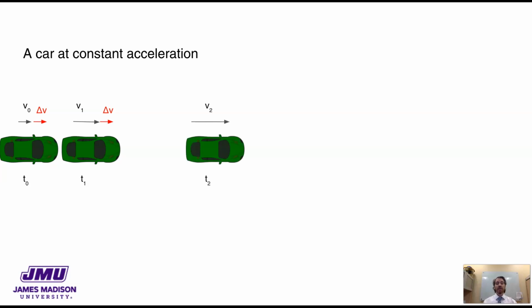We have also talked about objects with constant acceleration, which means constantly changing velocity. Each instantaneous v has a dv added to it. So v initial plus dv equals v1, and v1 plus dv equals v2. And as the instantaneous velocity increases, then the distance traveled in each time period increases.